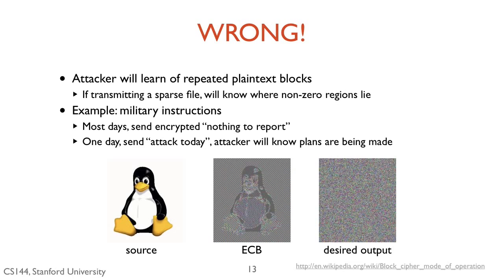Here's a visual example of the problem using an image of Tux. The center image shows the result of encrypting the image on the left with ECB. Identical regions of the image, such as the white space, show up identically, and you can see a general outline of Tux. The image on the right is more like what we want, where there's no pattern and an adversary can't learn anything from the ciphertext.